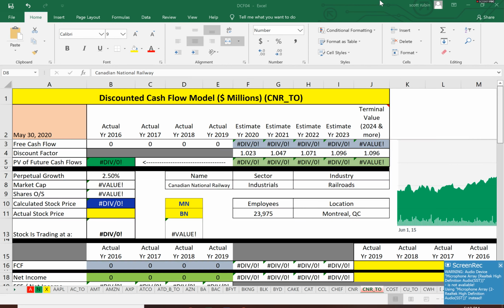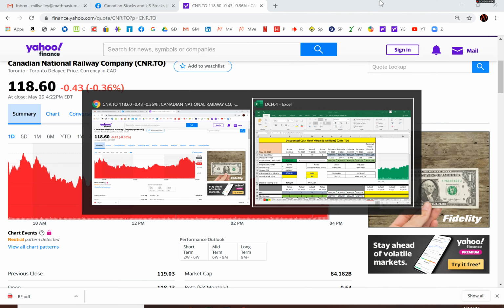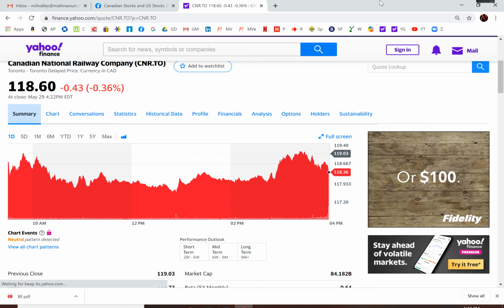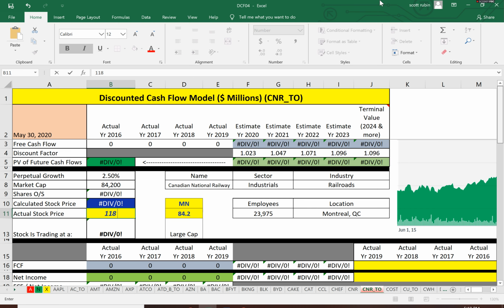Let's calculate the stock price for Canadian National Railway. First we need the market cap, which is 84.2 billion. And now the stock price, 118.6. To get the shares outstanding, you just take the market cap divided by the stock price, and you get 710 million shares outstanding.